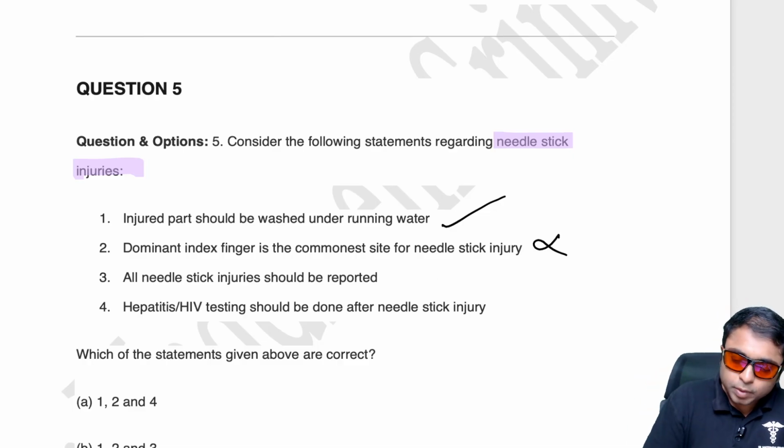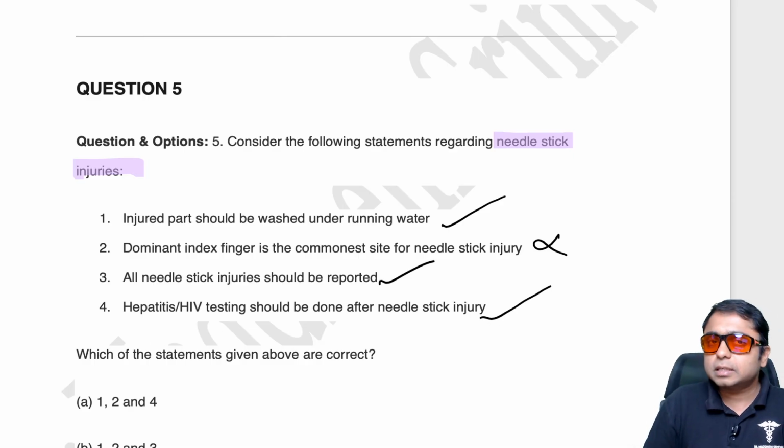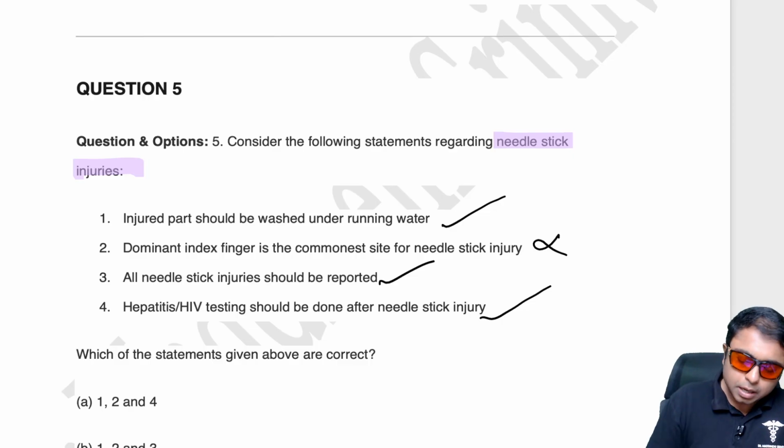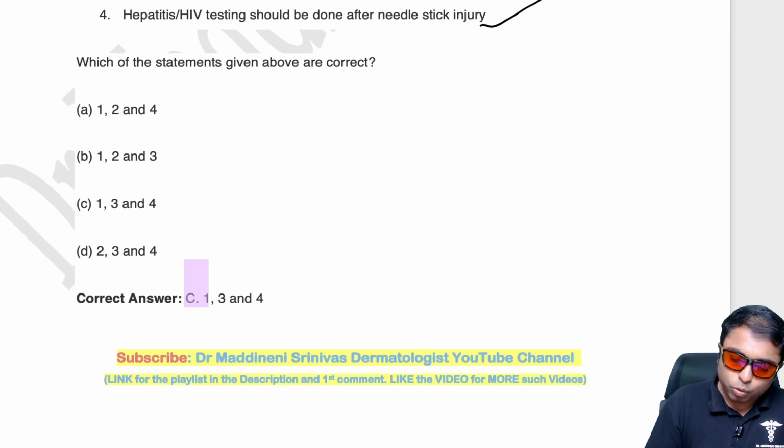So it is wrong. All needle stick injuries should be reported, absolutely correct. Hepatitis and HIV testing should be done after needle stick injury, absolutely correct statements. So we have the answer as 1, 3 and 4. 1, 3 and 4 are going to be the correct answer.